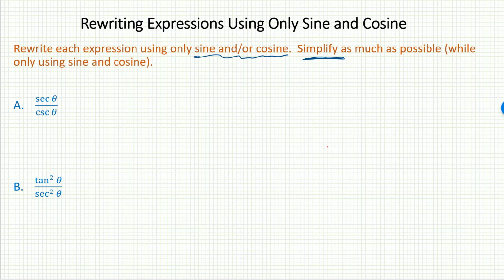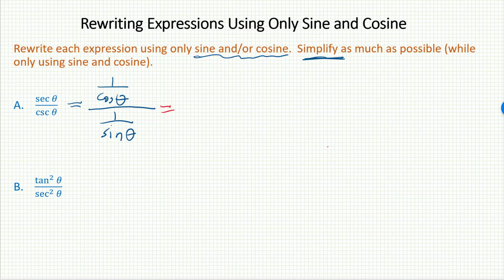So the first one says secant theta over cosecant theta. This is all about algebra and our basic identities. If I want to switch to sine and cosine, I immediately think, oh, well, secant, that's the same as 1 over cosine theta. And then cosecant, that's the same thing as 1 over sine theta. I've created here a complex fraction.